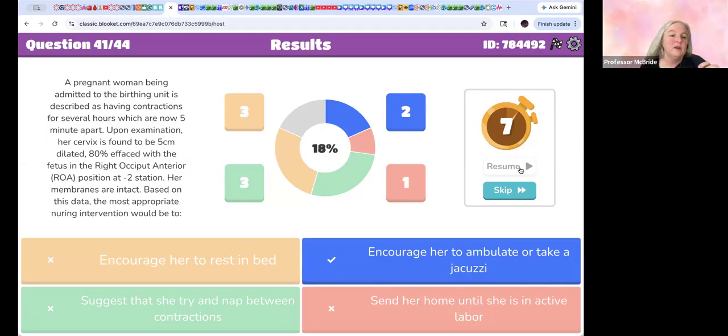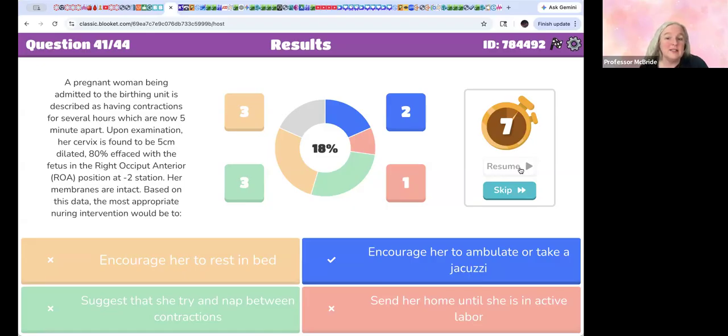Technically now we're in a little bit of a gray area, because we used to call active 4 centimeters. Now it's really more like 6. But she's either right at the end of latent or the beginning of active. We know that she's making cervical change. Her cervix is dilated enough that she's going to stay and have a baby. And so we're not at a point where we would send her home.